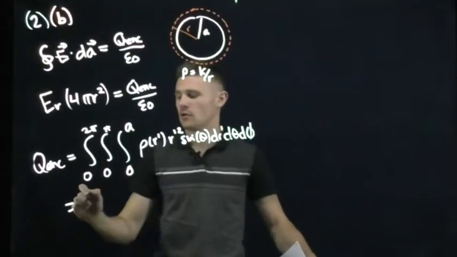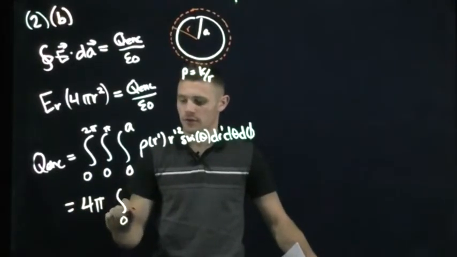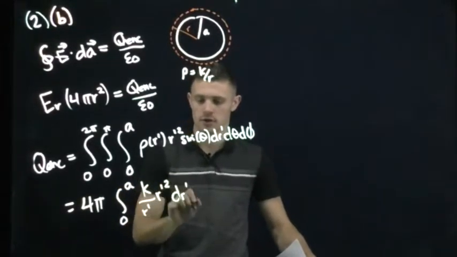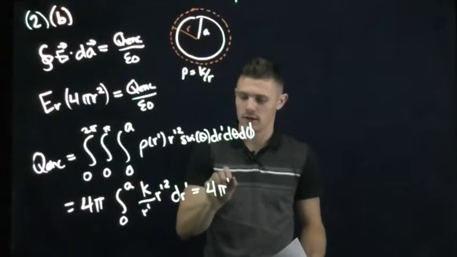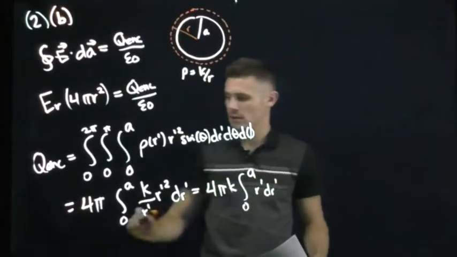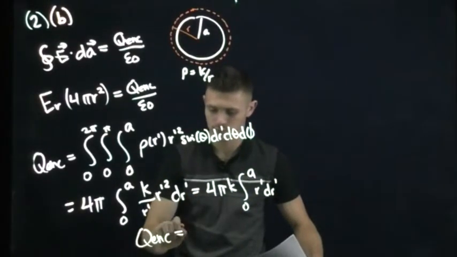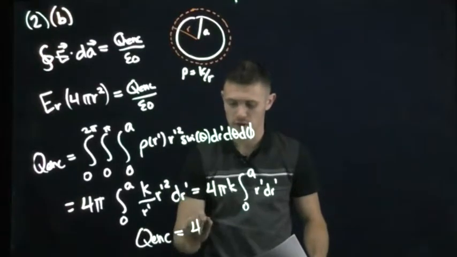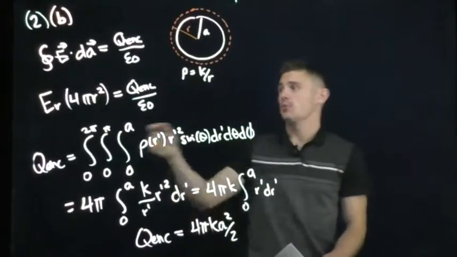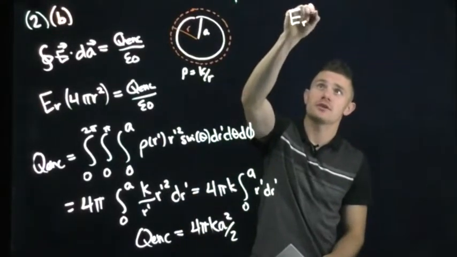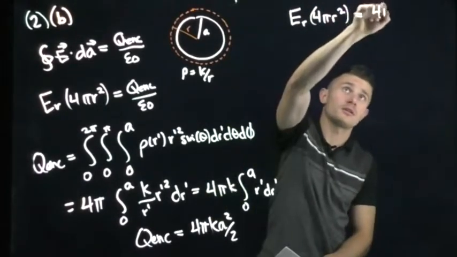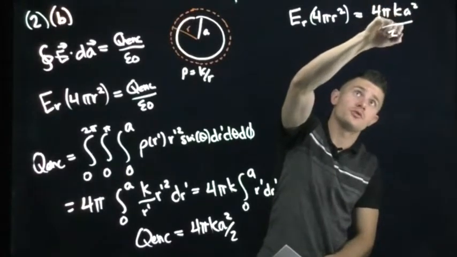Again, we do this integral, we can immediately take out the 4 pi, and we have the integral from 0 to a of k over r prime times r prime squared dr prime, which becomes 4 pi k times the integral from 0 to a of r prime dr prime, and we find that our enclosed charge is 4 pi k a squared over 2. Now plugging this all back into Gauss's law, we have E_r times 4 pi r squared equal to our enclosed charge, 4 pi k a squared over 2 epsilon naught.